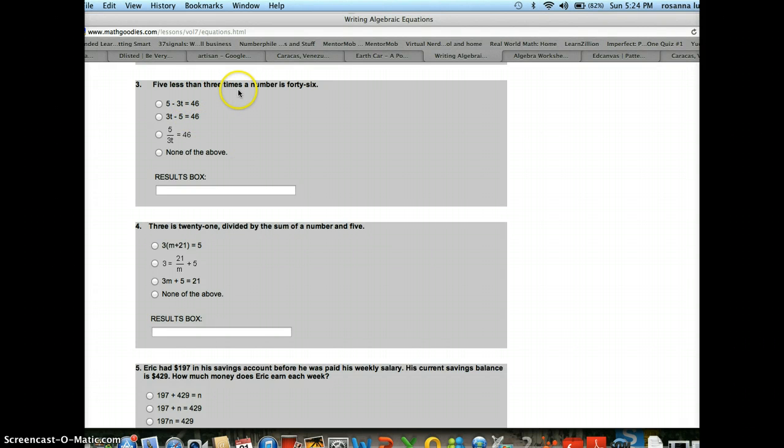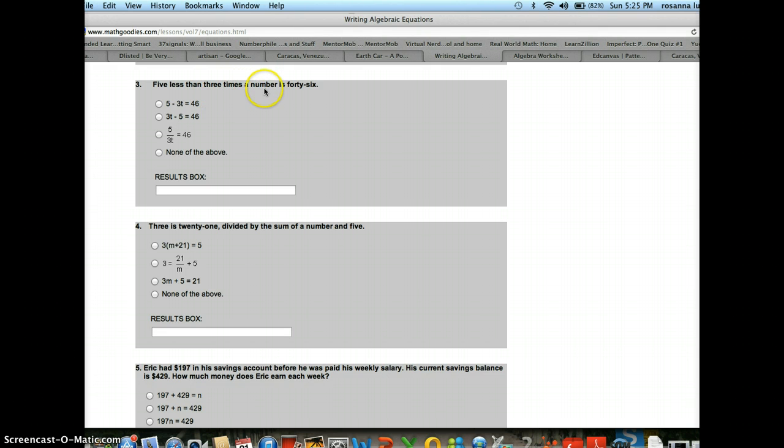Let's move on to the third. 5 less than 3 times a number is 46. I'm going ahead with "is 46." I know "is 46" is the result, so I have all 3 choices that say equal to 46. Now, 5 less than a number. We discussed that less than should be backwards.